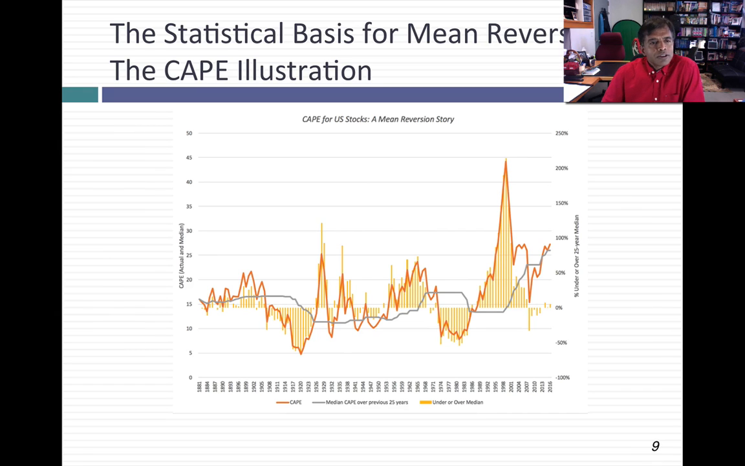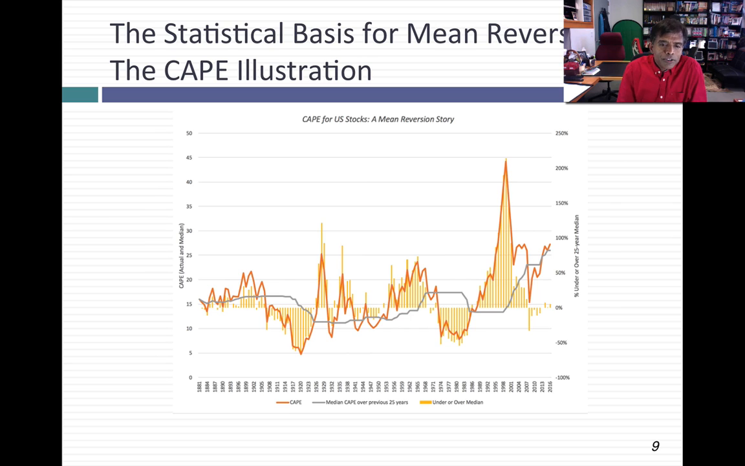Now, if you look at the statistical basis for mean reversion, that's how most mean reversion is shown: they show you the past, they show you a lot of data. And with CAPE, for instance, all you need to do is look at this graph to see the basis of the mean reversion argument in CAPE. This is actually the Shiller CAPE going back to 1881. See the CAPE each year. I've also superimposed on the Shiller CAPE the median value over the previous 25 years, and I've calculated how different the actual CAPE is from that median.